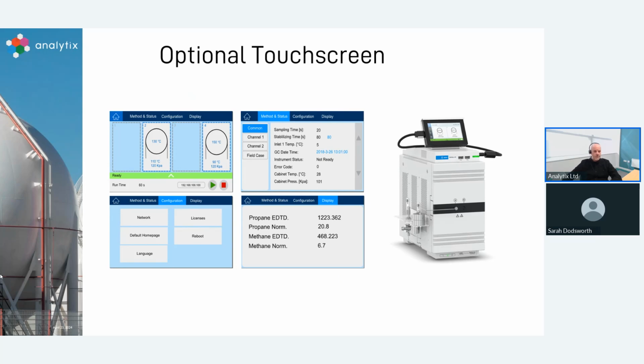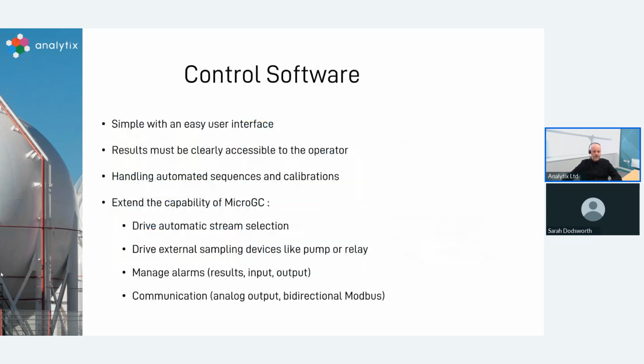In terms of control software for the micro GC in general, like any software, we want this to be simple for the user to interface with. Results need to be clearly accessible. It needs to be able to handle a lot of things, certainly if it's going to be used more as a process tool, so things like sequence tables, calibrations happening automatically, but also to be able to extend the capability from the sampling side.